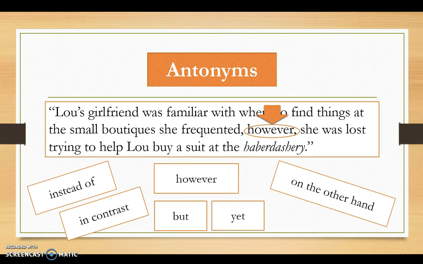We then have two words on either side of the signal word that are playing opposites of each other. Can you see them? You got it. Boutique and haberdashery. I know that a boutique is a store for women, so a haberdashery must be a store for men.